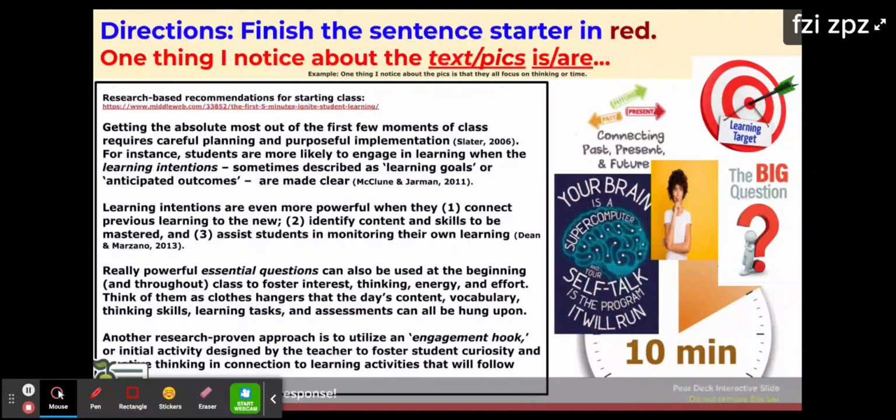All right. So in this next slide, you're going to finish the sentence starter in red. One thing I notice about the text or the pictures is or are, and I want you to take a look at the pictures and then read the little text in the box.